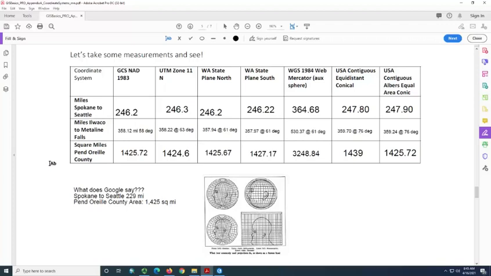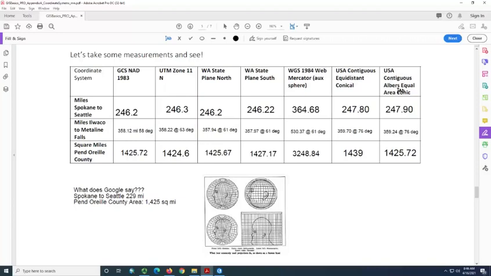And the square miles for Pend Oreille County, Google says it's 1425 square miles, and most of our measurement systems tell us it's 1425. The ones that are way off are going to be the global one, where our areas and our distances are much larger, apparently, for this part of the world than the reality is. And then our continental scale projections, 1439.